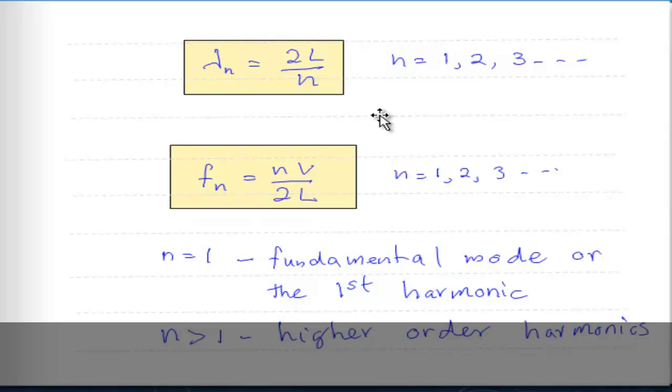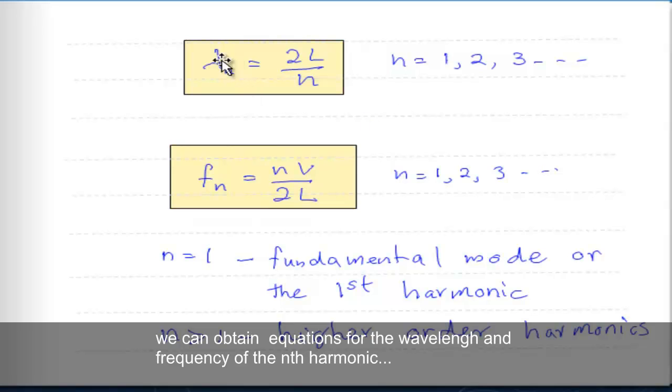So that gives us an equation for the wavelength. The wavelength of the nth harmonic is given by 2L over n. So this n could be 1, 2, 3, or any positive integer number. And n equals 1 represents the fundamental mode or the first harmonic. n equals 2 represents the second harmonic. n equals 3 represents the third harmonic.